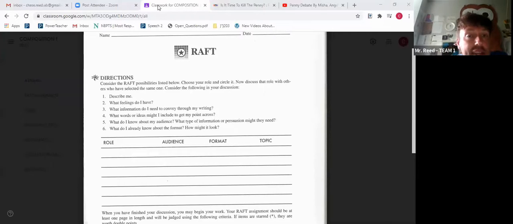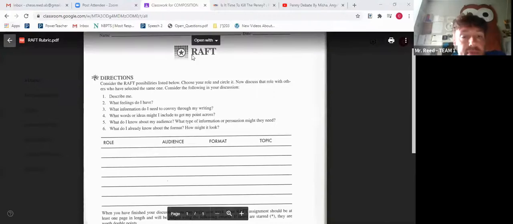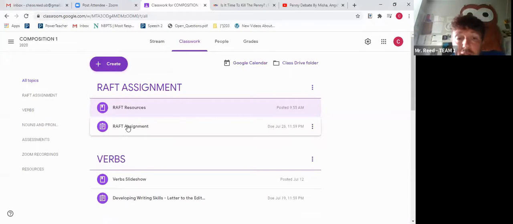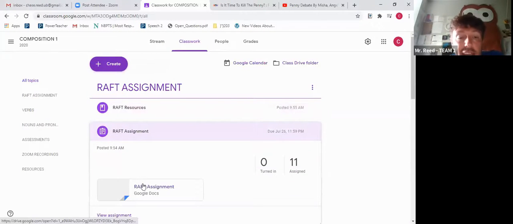Now your assignment's listed on Classroom, and it says the RAFT assignment. You'll just click on that and then click on your assignment, and that's where you're going to write this out. In terms of doing things that you already know, look at the feedback that I gave you on your letter. Look at the feedback that I gave you on some of your other writing activities. For example, you did a review and you did a letter, and I gave some of you some real specific feedback.